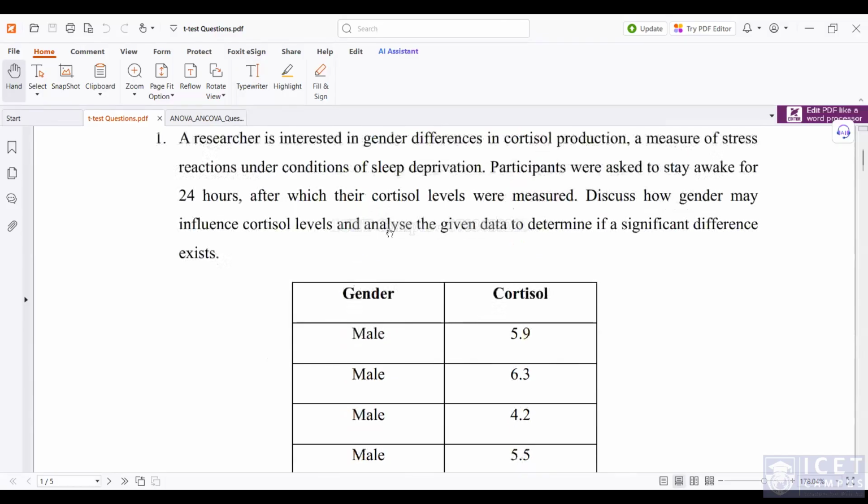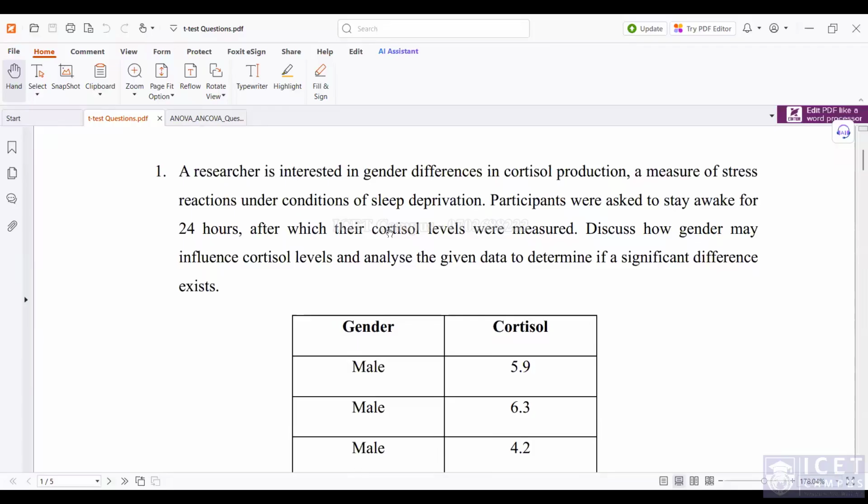First question. A researcher is interested in gender difference in cortisol production, a measure of stress reaction under the conditions of sleep deprivation. Participants were asked to stay awake for 24 hours, after which their cortisol levels were measured. Discuss how gender may influence cortisol level and analyze the given data to determine if a significant difference exists.